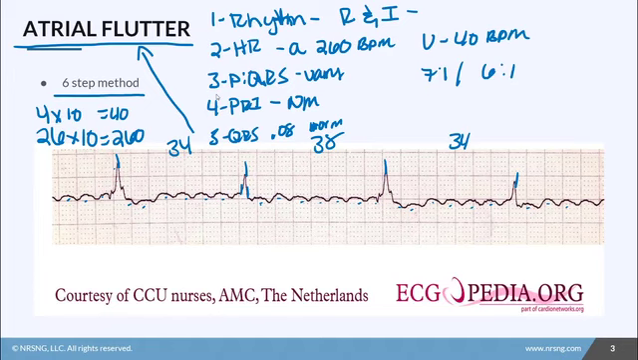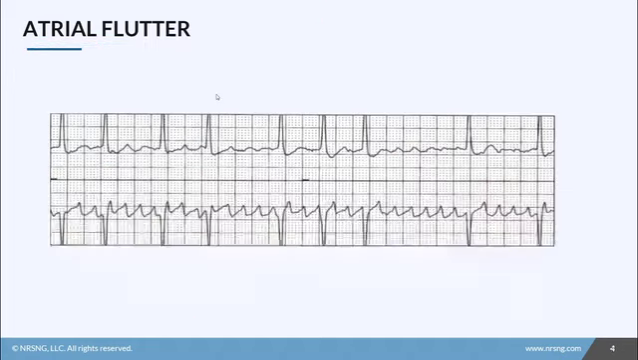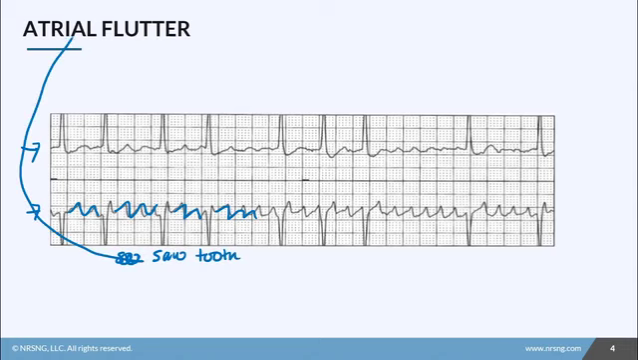Let's look at the next slide because I want to show you more characteristics regarding a flutter. So if you look at this strip, it's the same patient and the same rhythm being monitored on 2 different leads. Look at the P waves over here. They have what we call a sawtooth appearance to them. Whenever you see a sawtooth appearance on an EKG, always associate that with atrial flutter.